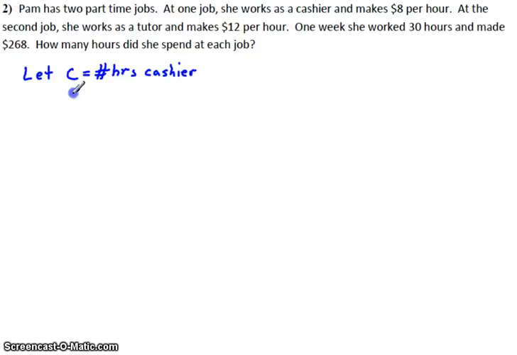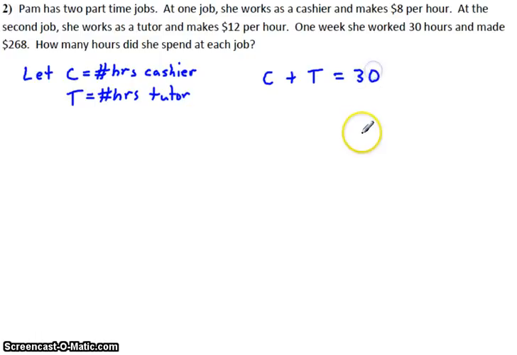And I'm going to let T equal the number of hours as a tutor. And now we just kind of got to go through this and figure out 2 equations based off of this. Well, first of all, if C and T are the number of hours at each job, she worked 30 hours this week. So we know that C plus T must equal 30. So that's the first one.